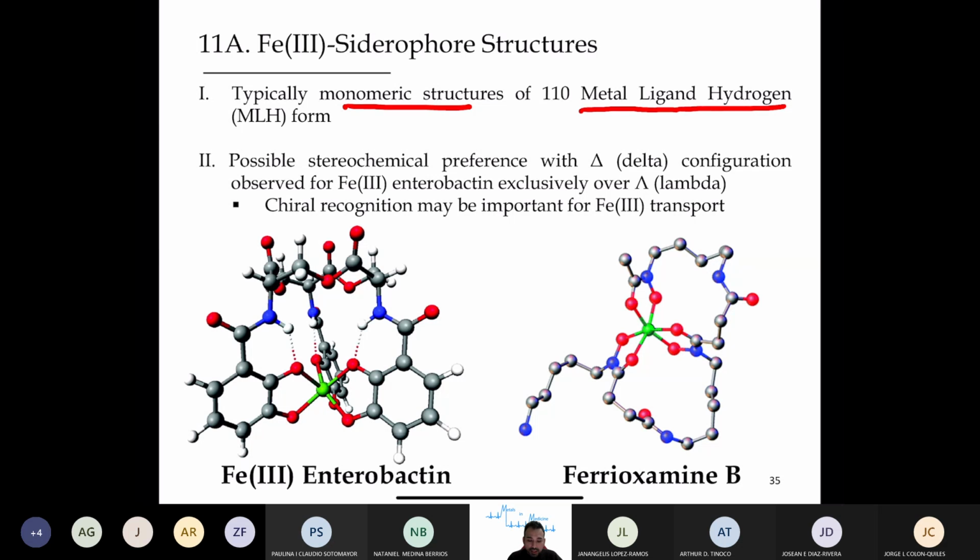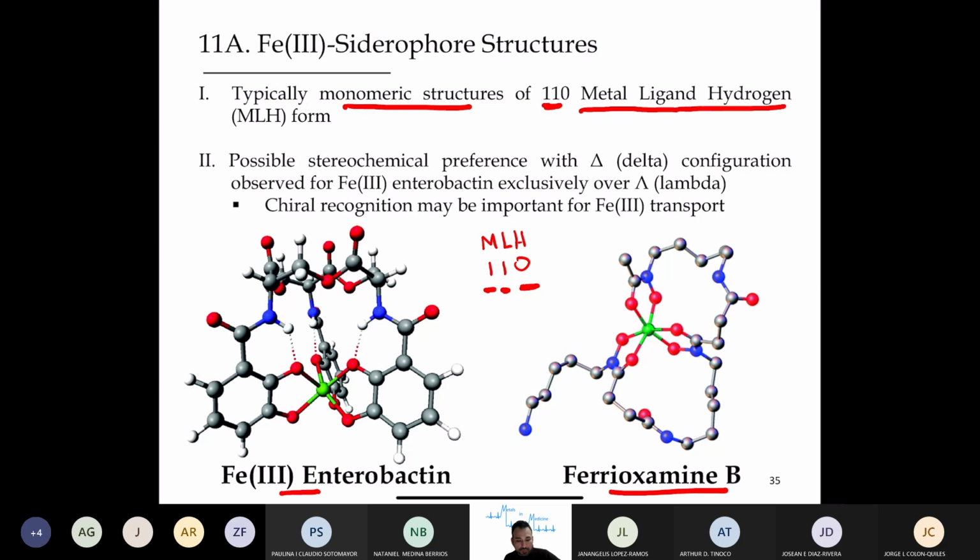And so what we have depicted for the iron enterobactin, or the ferroxamine B, is a representation of the coordination of the iron in a 1-1-0 formulation. Okay, so metal ligand H, 1-1-0. So what does that mean? Well, that means that you have one metal, one ligand, and no protons on the ligand. Okay, where's that proton coming from?